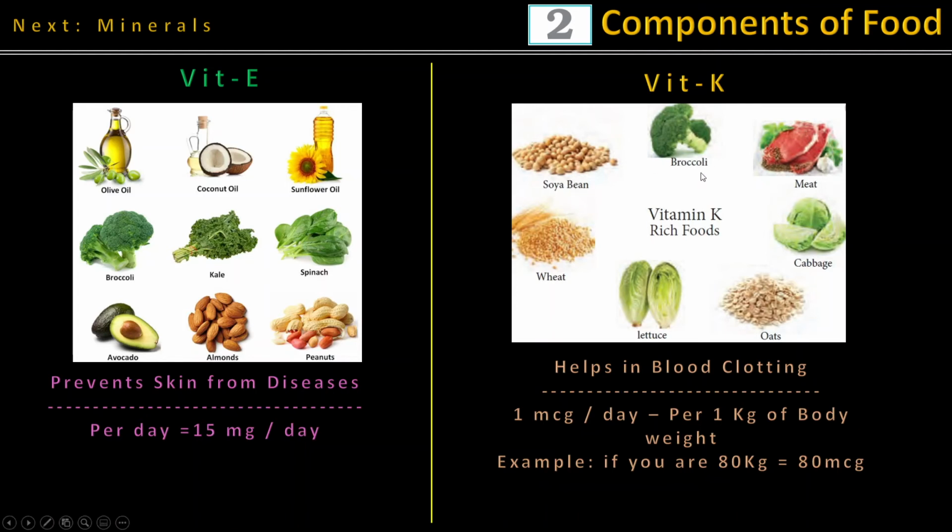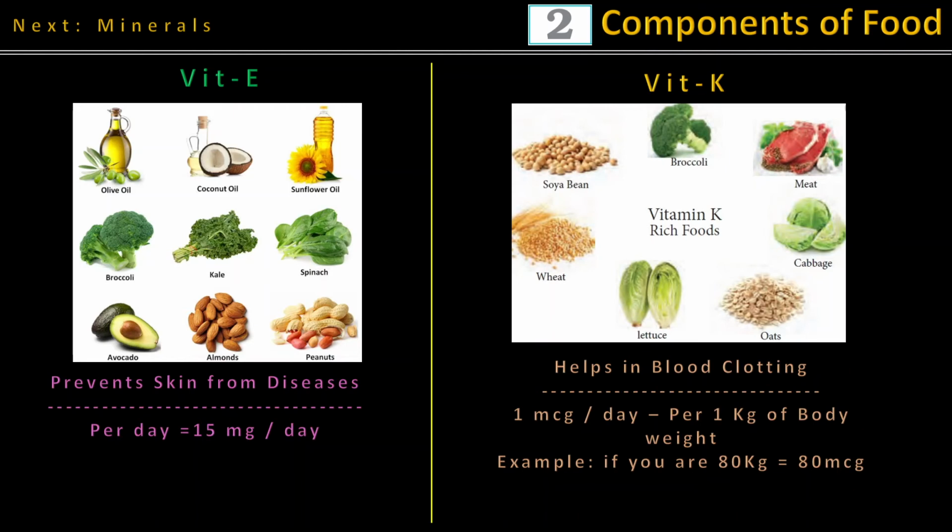One is soya bean. Broccoli, which you will see as common in most of the foods. Then meat, wheat, lettuce, oats, cabbage. All these are rich in vitamin K.